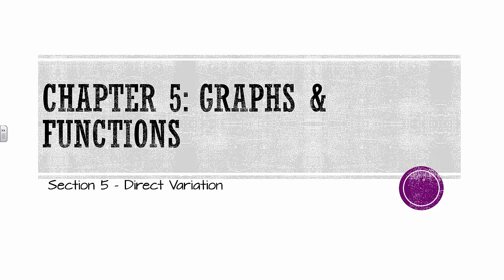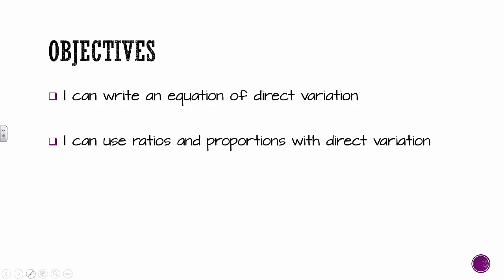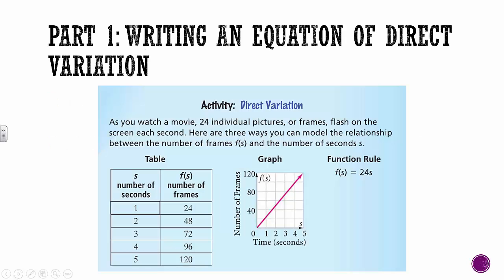Chapter 5, Section 5 is about direct variation. So by the end of this lesson, you should be able to write an equation of direct variation, and you should be able to use ratios and proportions with direct variation. So what exactly is direct variation?